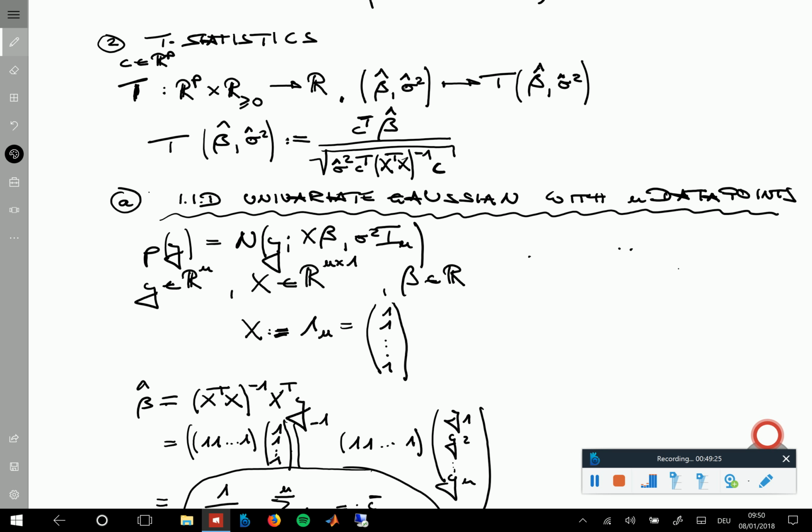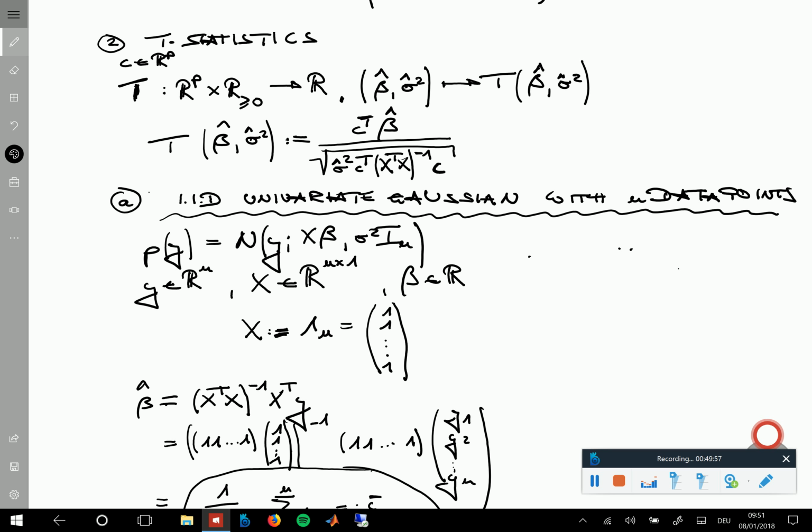Now the C allows you to select specific parts of these beta parameters. For example, if you're only interested in the offset and not the slope in simple linear regression, then you could define the contrast weight vector as 1, 0, so that in your t value you only look at the one for the offset, if that's what you're interested in. You can also view this C differently.